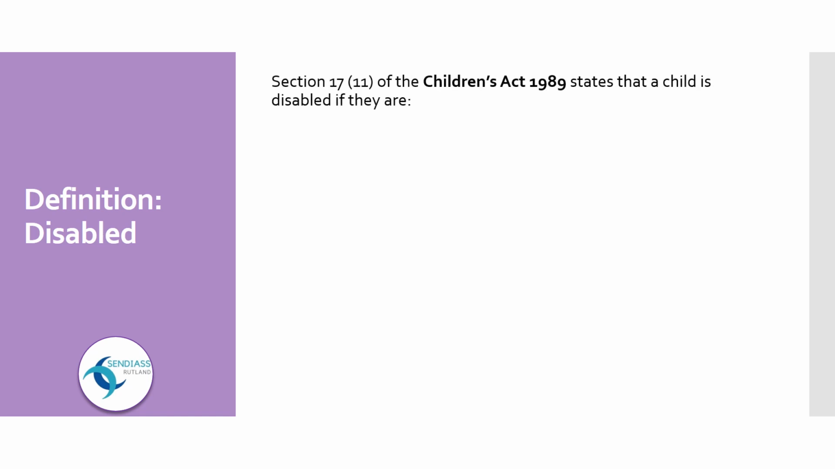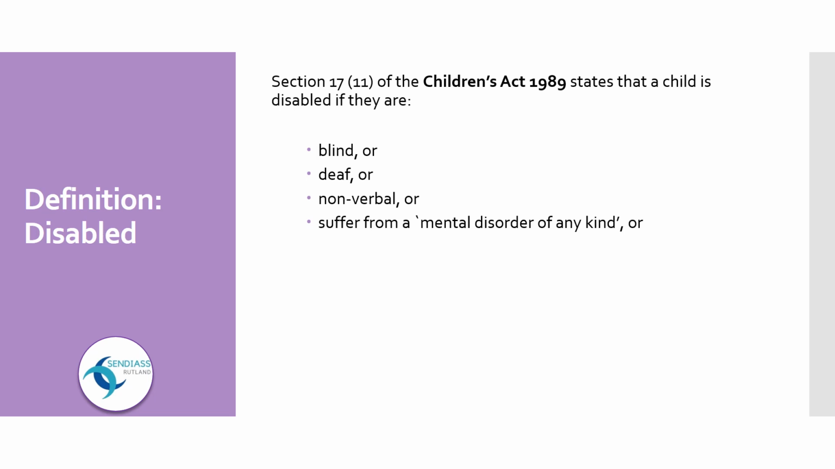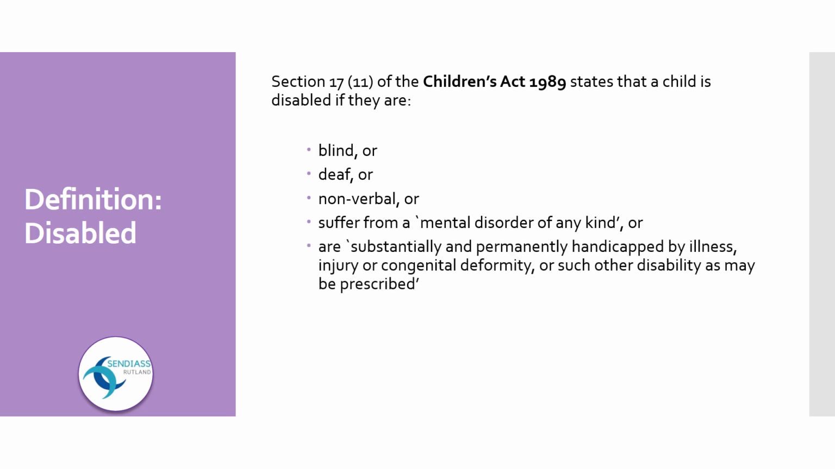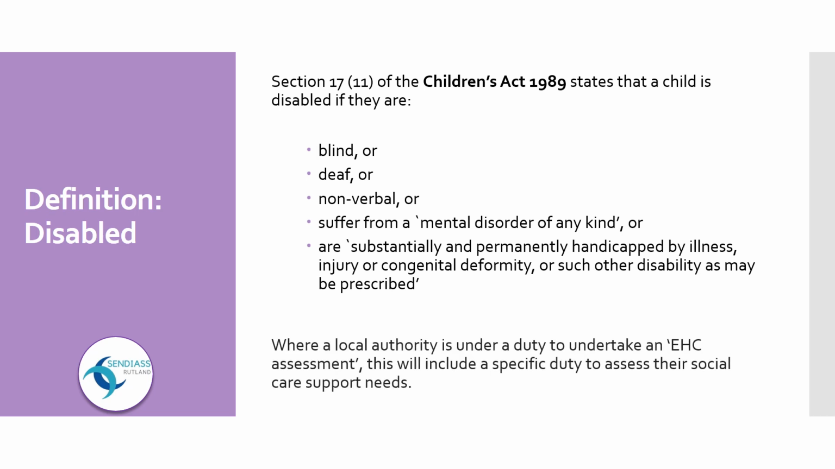Definition: disabled. Section 17 of the Children Act 1989 states that a child is disabled if they are blind, deaf, non-verbal, suffer from a mental disorder of any kind, or are substantially and permanently handicapped by illness, injury, or congenital deformity, or such other disability as may be prescribed. Where a local authority is under a duty to undertake an EHC assessment, this will include a specific duty to assess their social care support needs.